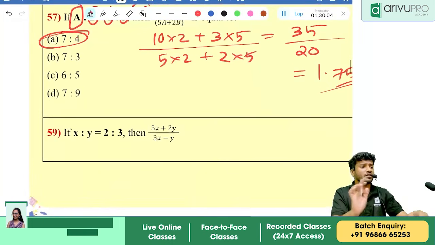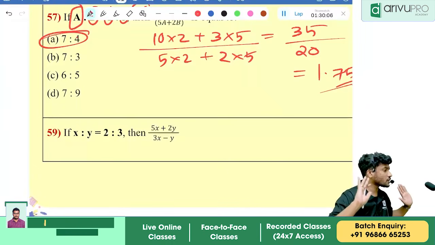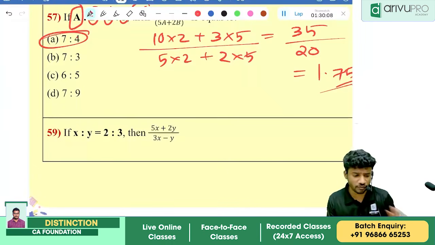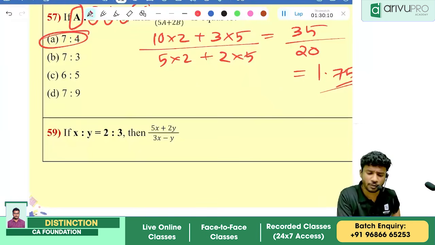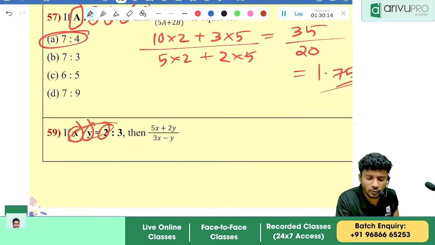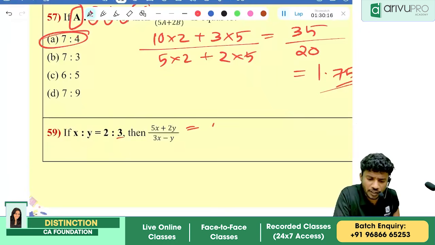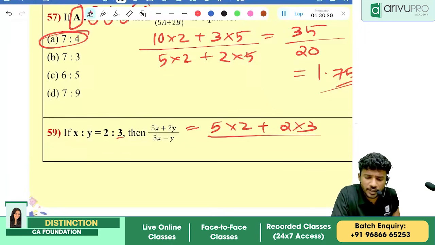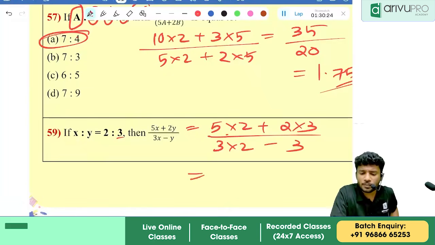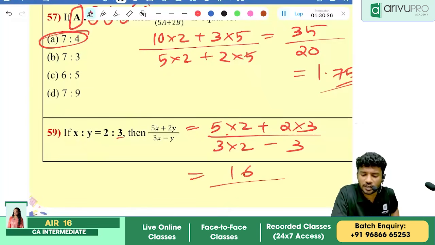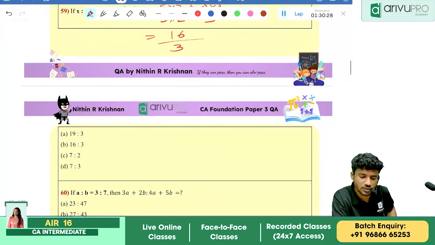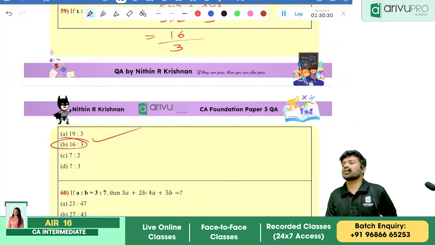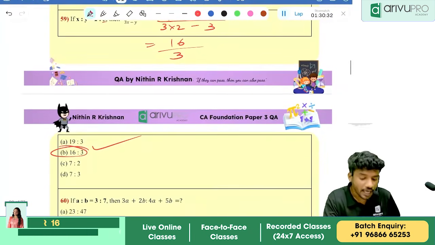Next question, people. Are you getting it? Instead of A, you will put whatever value is there. Instead of B, you will put the corresponding value. Look here, same type of approach. Instead of x, you will put 2. Instead of y, you will put 3. Substitute over here. 5 into 2 plus 2 into 3 divided by 3 into 2 minus 3, which is equal to 10 plus 6 is how much? 16 divided by 3. Which option is the answer? 16 by 3, Option B is your answer.